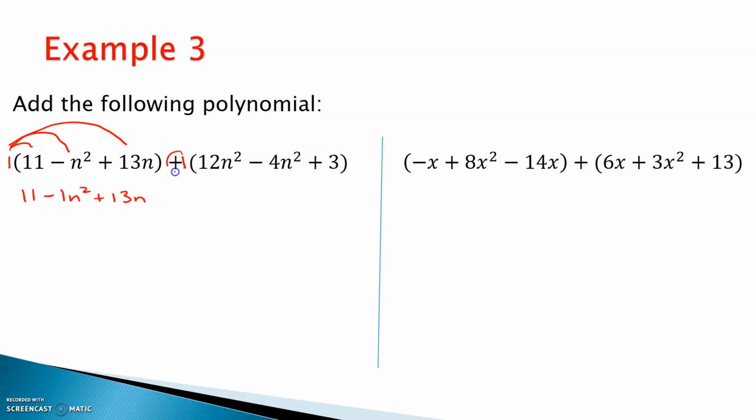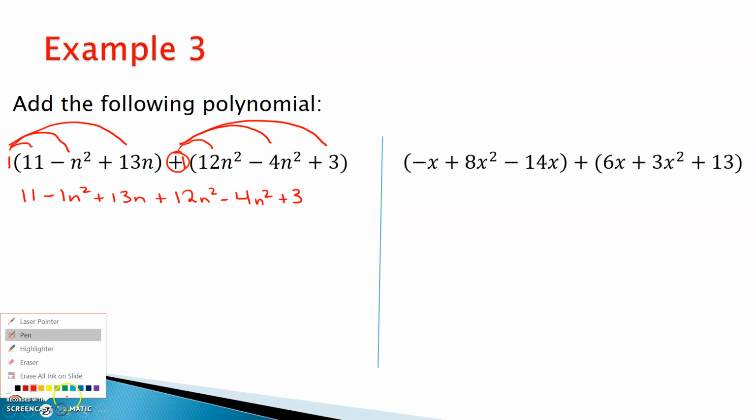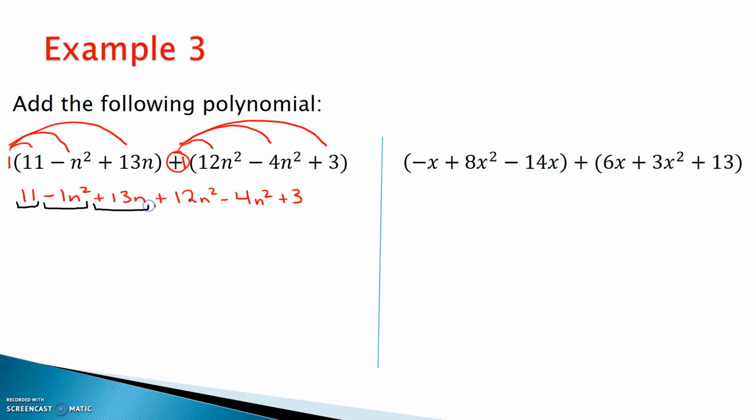There's also another plus 1 here that I'm going to distribute. That gives me positive 12n squared. 1 times negative 4n squared is negative 4n squared. 1 times 3 is going to be positive 3. All right, now this one I have a bunch of terms here. I have an 11, negative 1n squared, 13n, positive 12n squared, negative 4n squared, and positive 3.